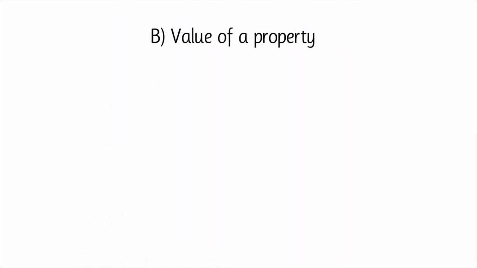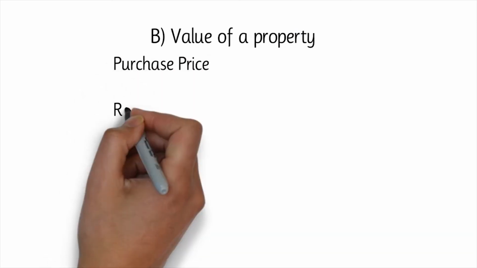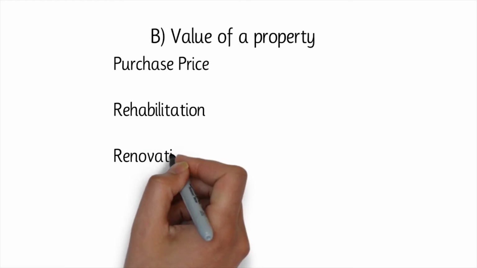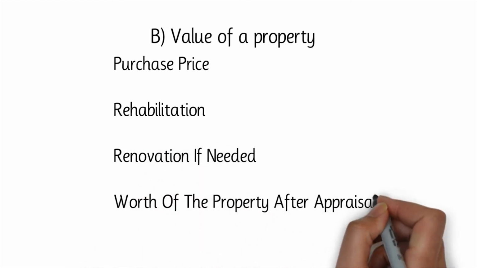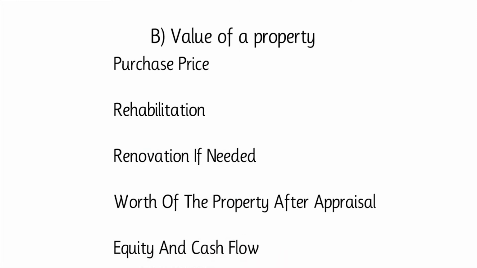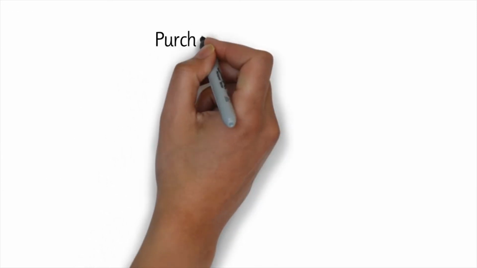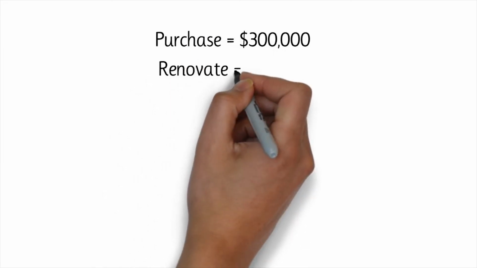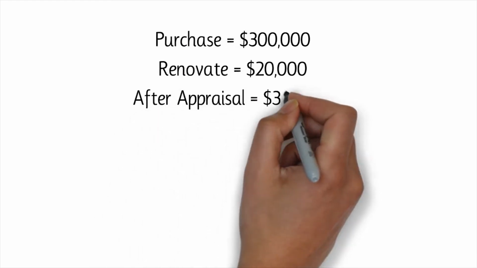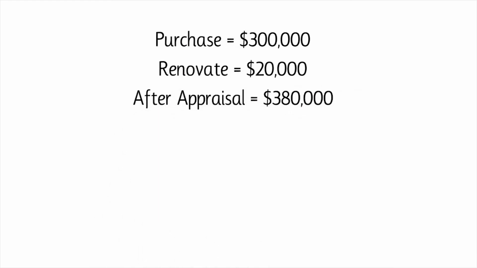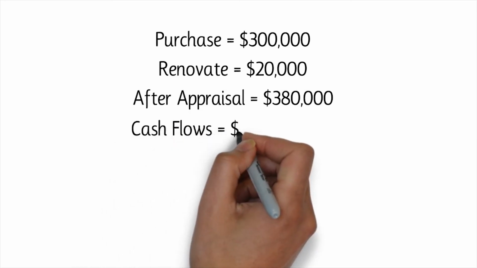To understand the value of a property, we will take a look at these key areas: purchase price, rehabilitation or renovation if needed, worth of the property after appraisal, equity, and cash flow. Let's put a number to it. If you purchase a house for $300,000 and you renovate it with $20,000, and after appraisal, it is now worth $380,000. You rent it out, and after paying your mortgage fees and other fees, it cash flows $300 monthly.